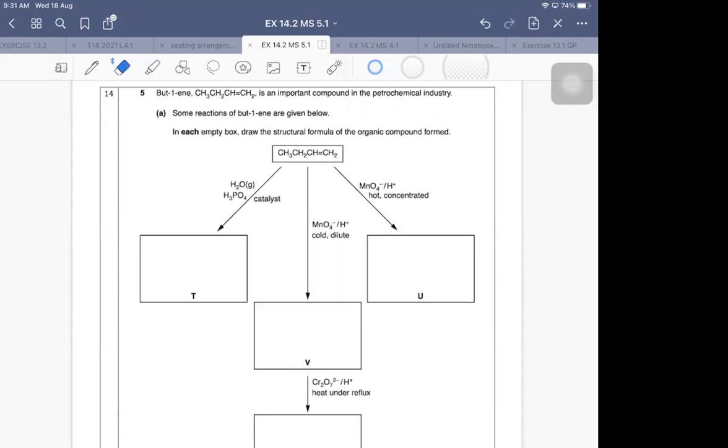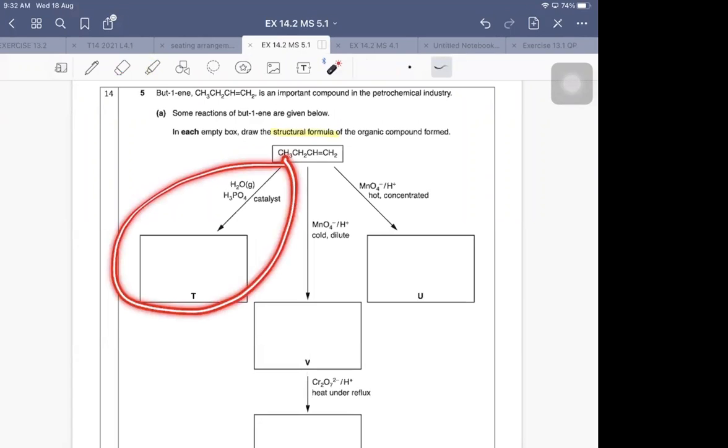But-1-ene is an important compound. Some reactions of but-1-ene are given below. In each empty box, draw the structural formula. Again, something that you may miss if you read the question quickly, or if you skip the question and jump straight to answering. Okay, so the first reaction is here, producing compound T. You need to familiarize yourself with the possible reactions of your alkenes.